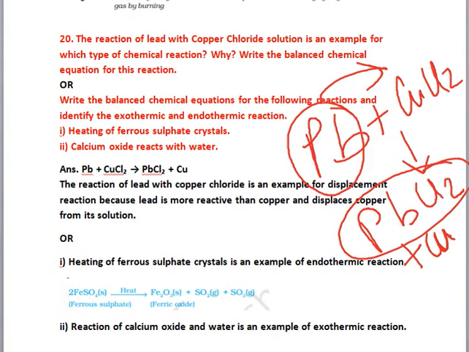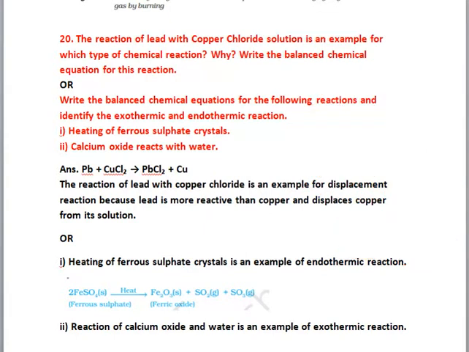So it is an example of displacement reaction. Why is it an example of displacement reaction? Because lead is more reactive than copper. It can displace copper from its salt solution. In this, first of all, we have to tell the name of the reaction, which type of reaction it is, and why. The reason also we have to write. Along with that, we have to write the balanced chemical equation also. If we have written the reaction over there, you can look at the reaction from there.